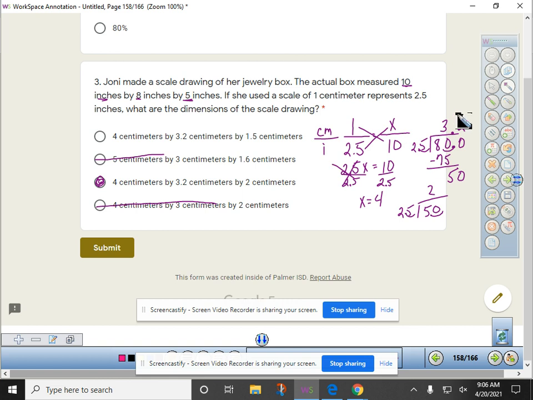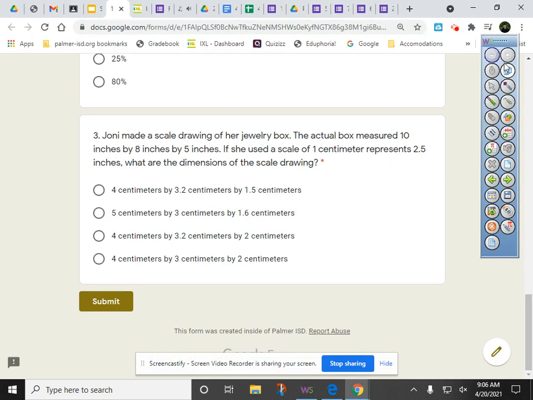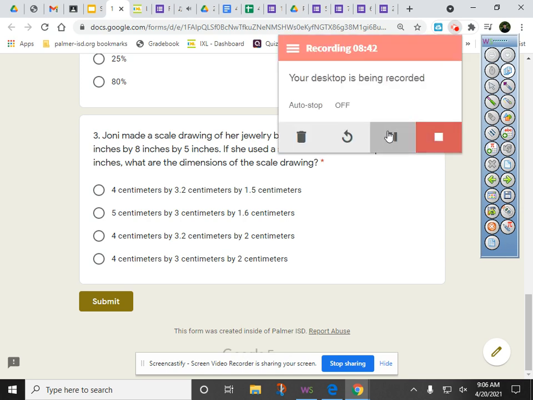Yes? Yes, ma'am. Okay, you can close your computers. Caden, flip the lights on for just a second, please. Yes, ma'am. Record.